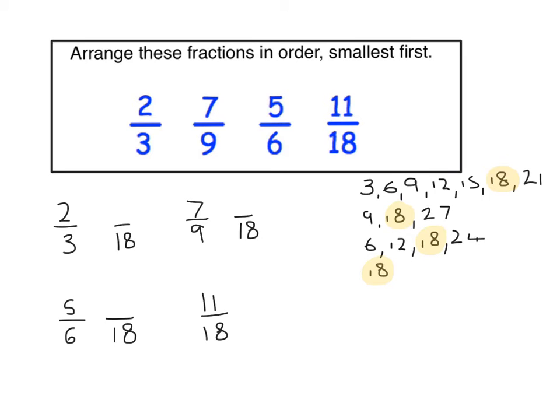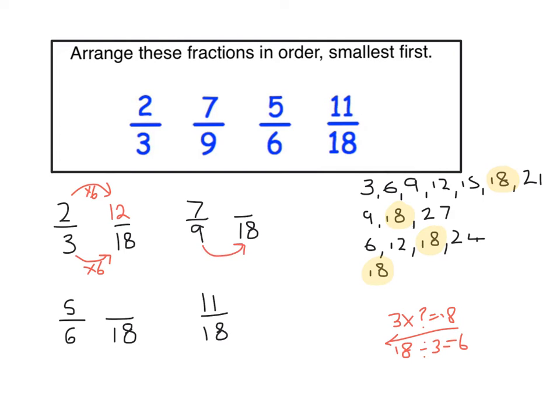So now I need to think, well, how do I get from 3 to 18? So 3 times what is 18? So do it backwards. 18 divided by 3 is 6. So I've times by 6 here, times by 6 here. 2 times 6 is 12.